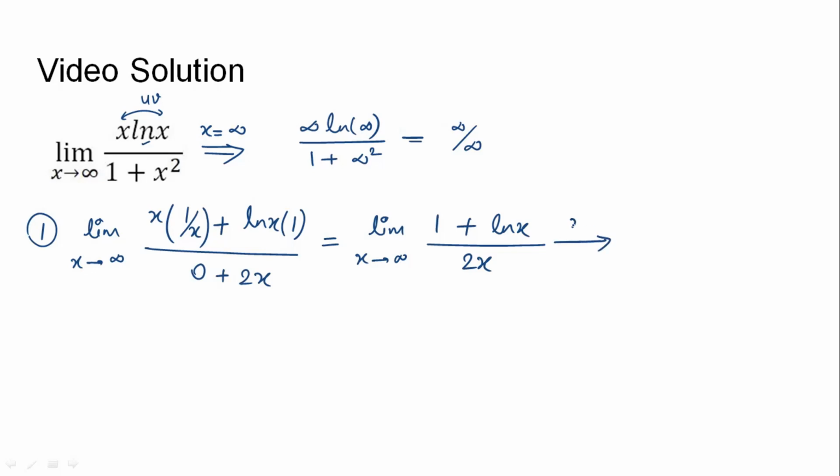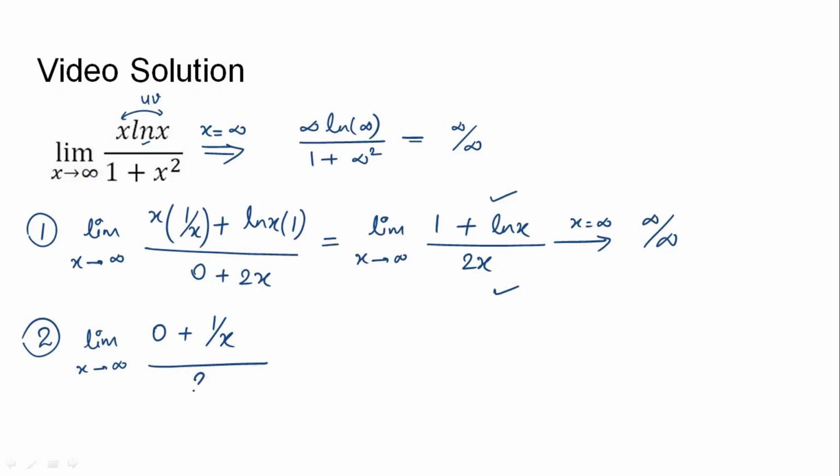When we substitute x equals infinity in this, we will have infinity by infinity format again, so we need to differentiate it once more. So limit extending to infinity, we will differentiate the numerator and denominator which are present here once more. So we will have 0 plus the differentiation of ln x would be 1 by x and the differentiation of 2x would be 2. This would give us limit extending to infinity 1 over 2x.